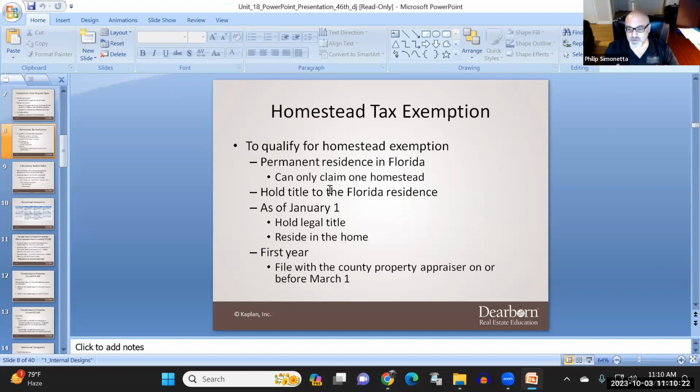Okay, so for the first year to get the homestead, they have to file with the county appraiser on or before March 1st. So basically, anybody who closes their property in 2023 before the end of the year would have to apply for homestead before March 1st, 2024. If you close your property January 1st or anytime after that in 2024, you have to wait till 2025, between January 1st and March 1st. Or you have to wait till the next year. There's only certain times you can do it. Does that make sense? Yeah.